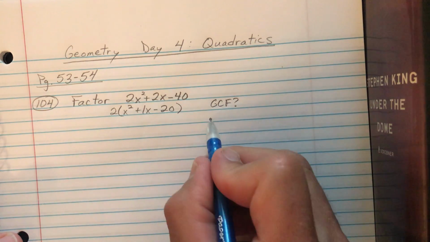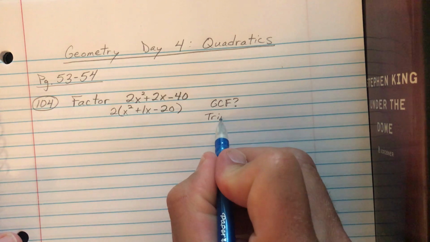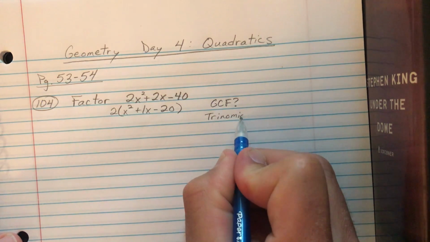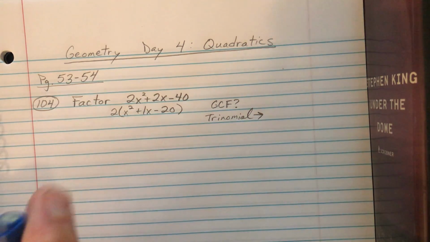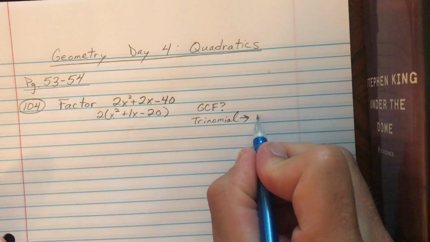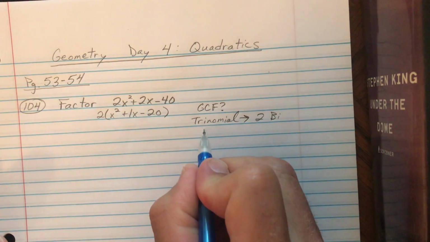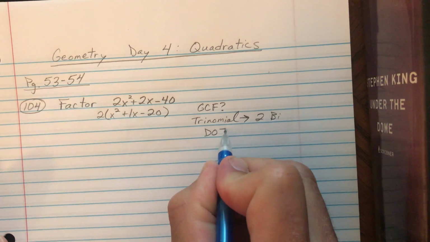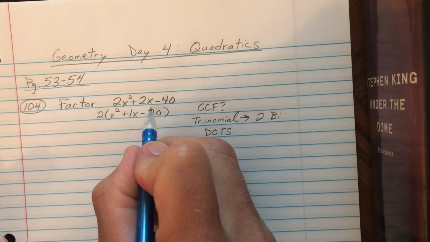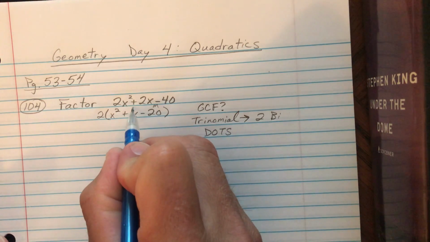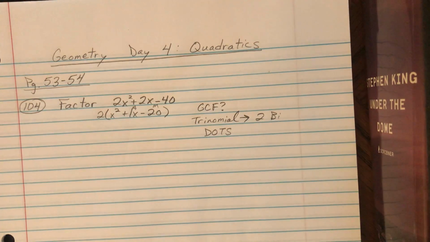Next, we're going to see, is this a trinomial that can be broken into two binomials, or is it a difference of two squares? It's a trinomial. We could find two numbers that multiply to negative 20 and add up to 1. What about 5 and negative 4?